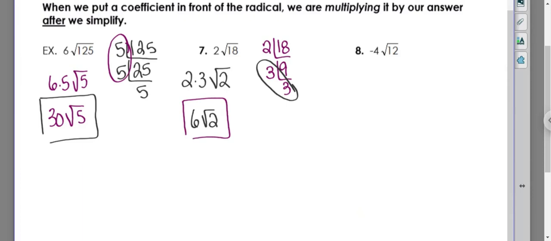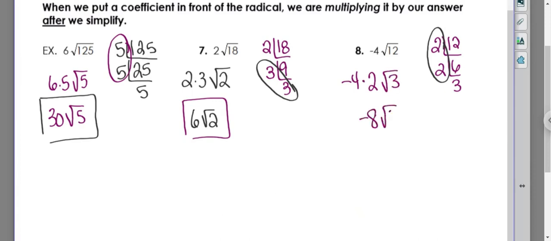So number 8, we have the 12. Two 2s and a 3. So I have a pair of 2s times the negative 4 that's already out there, and a 3 left under the radical. So negative 8 square root of 3. So work out the problems in the next row.